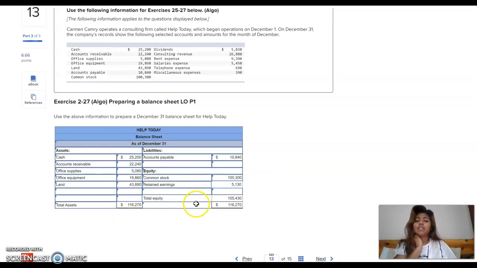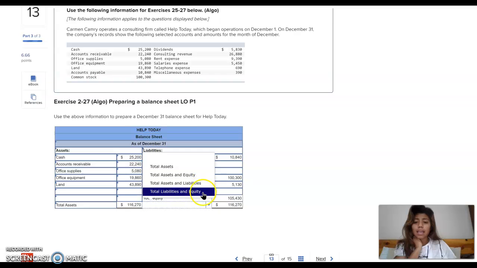And so, as you can see, total assets will always equal total liabilities and equity. So they will always equal. If they don't equal, then you did something wrong or something is off on this sheet. You can't see my finger pointing. So this sheet.